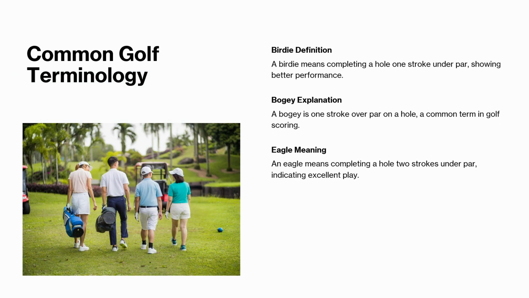The terminology that you should be aware of is the following. The first is a birdie. A birdie means that you have achieved a score that is one stroke under par. And that's actually a good thing. It shows a high degree of skill. A bogey, on the other hand, is terminology for a gross score that's one stroke over par. An eagle is exceptional because an eagle means completing the hole in two strokes under par, indicating, as I just mentioned, excellent play.